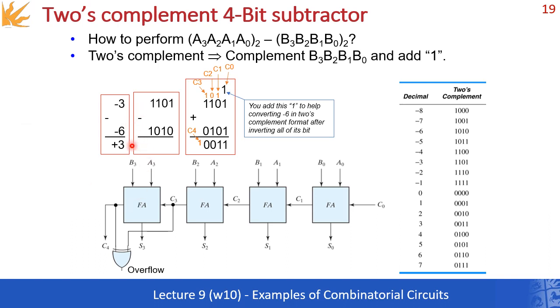Therefore, if you're trying to subtract -6 from -3, you can convert that to an addition between this number over here, which is -3, and, for this one over here, you just invert all of its bits and you add 1 at the end. Therefore, the result is going to come out of an addition. If you perform this addition, then the result is going to be 0011, which in terms of 2's complement means 3. As for the carryout at the end, as you all know, this is ignored.